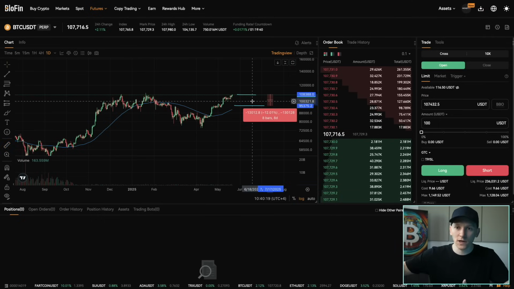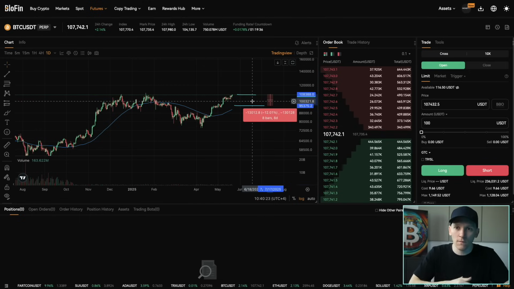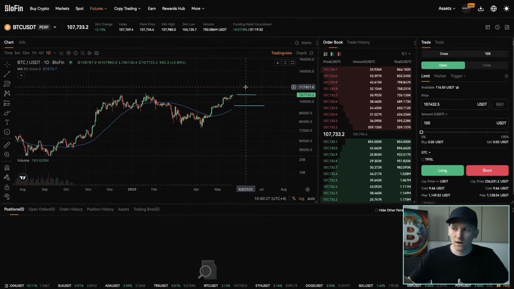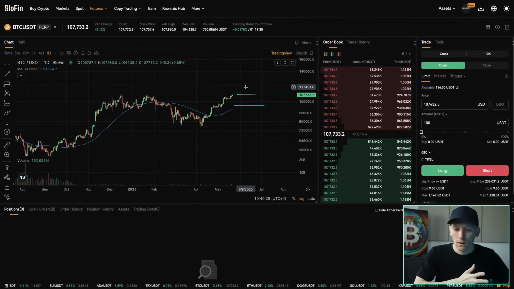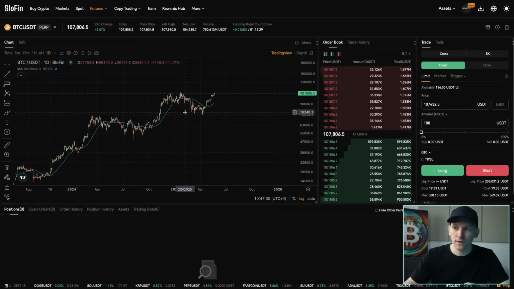But if you're just leveraging up 10, 20, 30x, you're going to get stopped out on a couple of percent moves to the downside and all your money's gone. So I definitely wouldn't recommend that, right? With such a volatile asset class, like 1 to 3x leverage is more than enough.